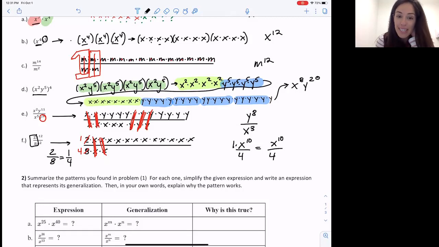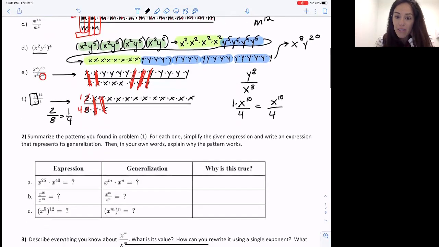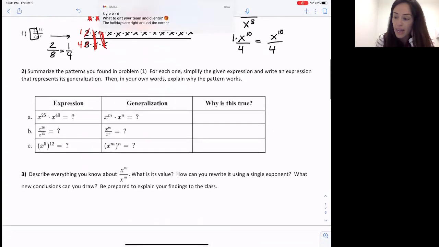Now, this got pretty tedious. We had to write out a lot of x's here. That wasn't so fun. It would be really nice if we could generalize what's going on here into some patterns. That way, we don't have to expand it every time. We can use the pattern or the rule to simplify these in the future. So we're going to do that next.